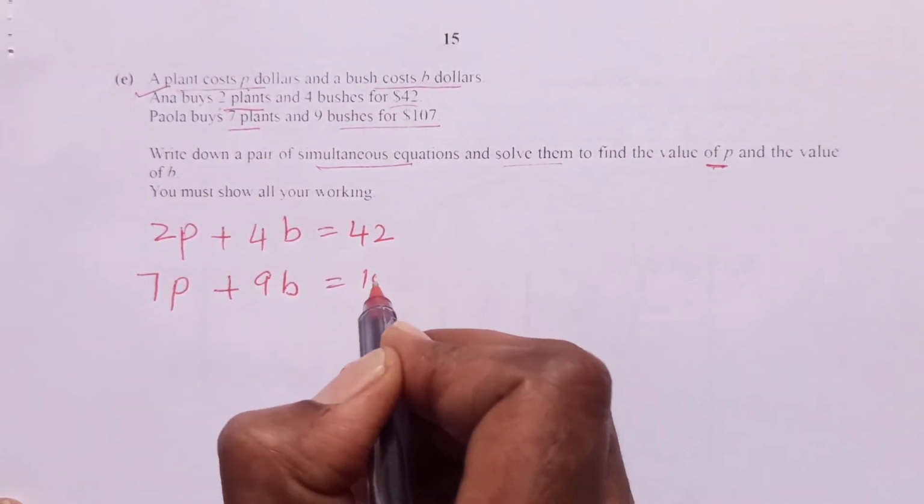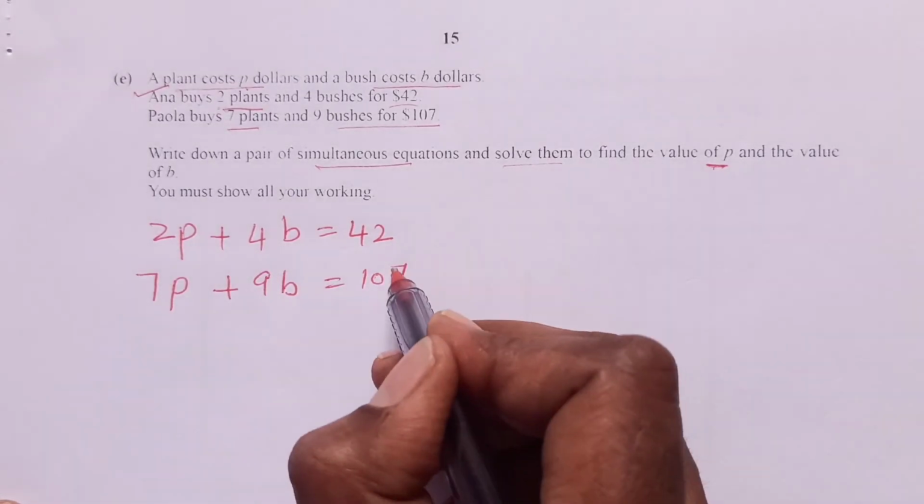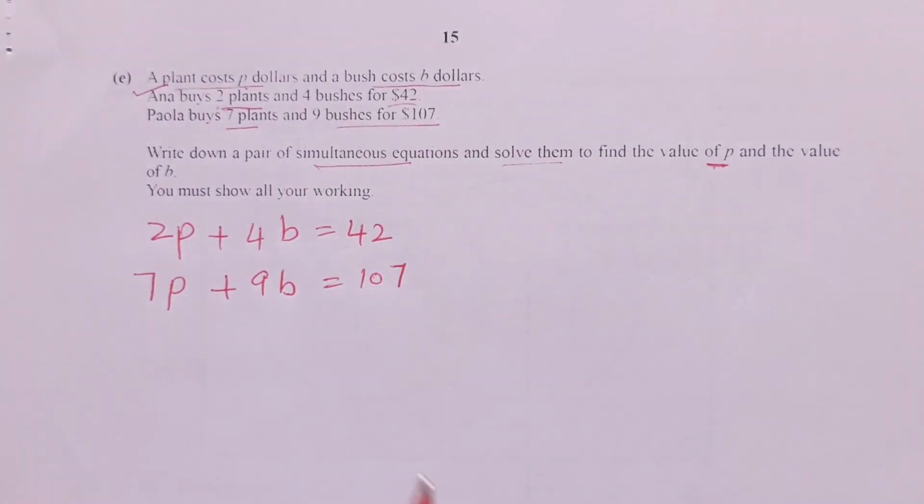B equals 107. If you do up to this, you will get some marks because there is a requirement to write down the simultaneous equations. Now we will solve it. We can use any method.